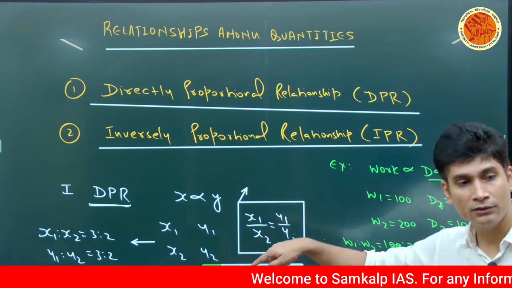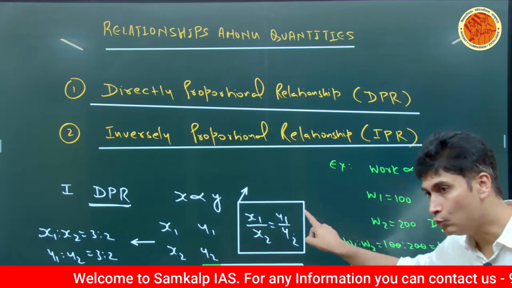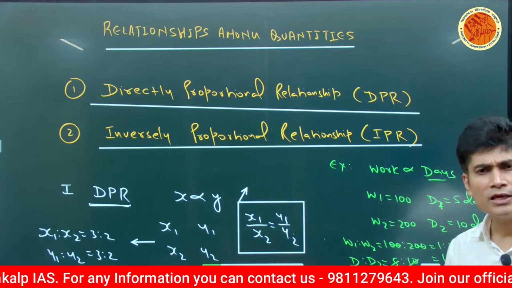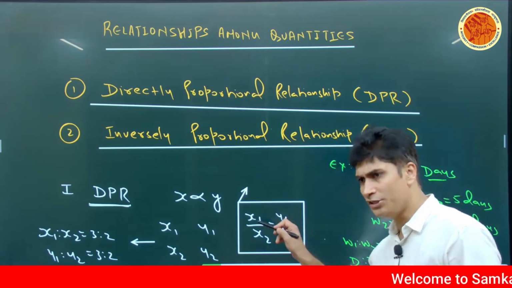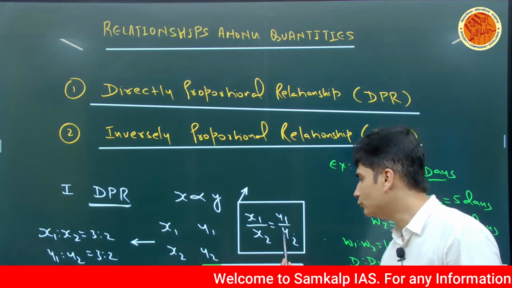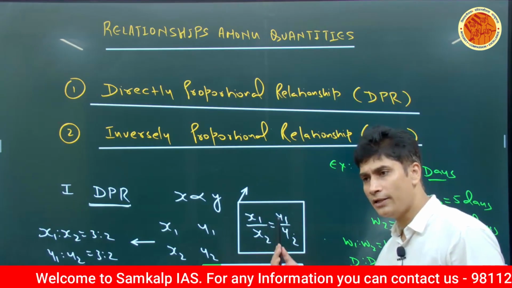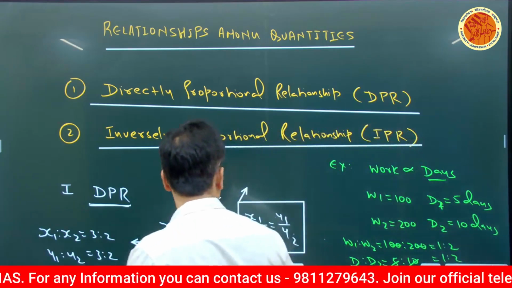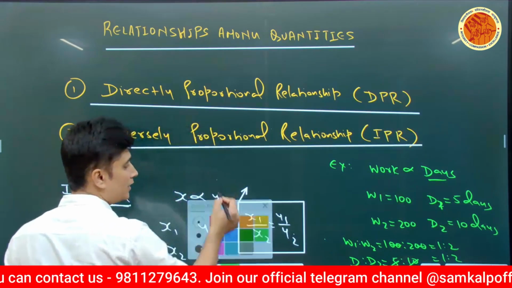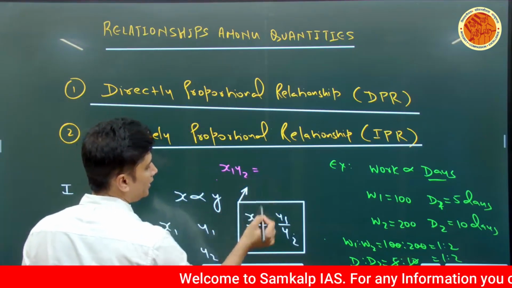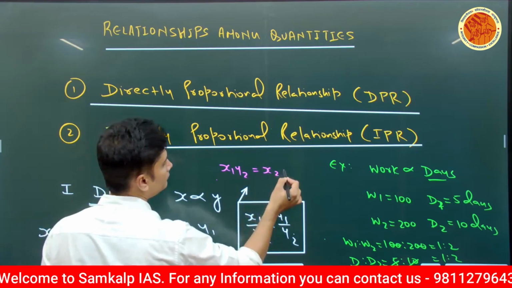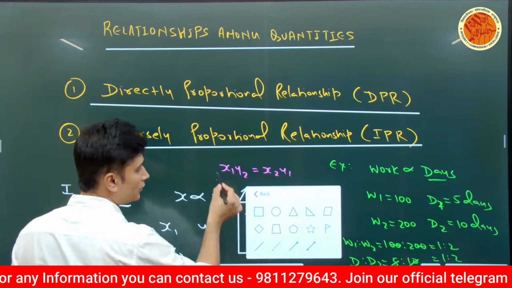Now apply it. x1 upon x2 equal to y1 upon y2. Now if I want to write this in the form of an equation, what should I do? Can I cross multiply? So after multiplying this way, x1 multiplied with y2, and x2 multiplied with y1, that's it. Did you observe anything?